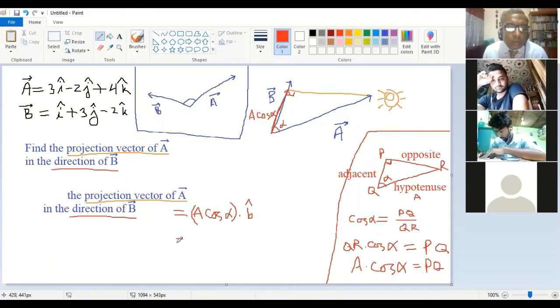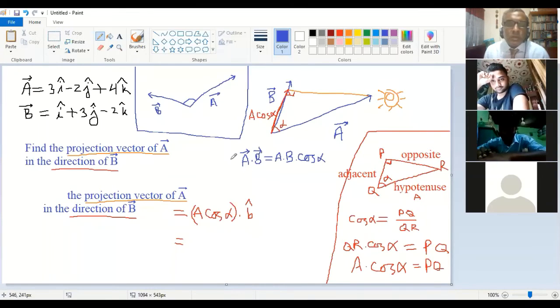Now you write down A cos alpha. What will be A cos alpha? If you think about the dot product, then A vector dot B vector is actually the A vector value and B vector value and cos alpha, isn't it? This is the formula for dot product. Is that okay? Yes. This is the formula, what is your A cos alpha?